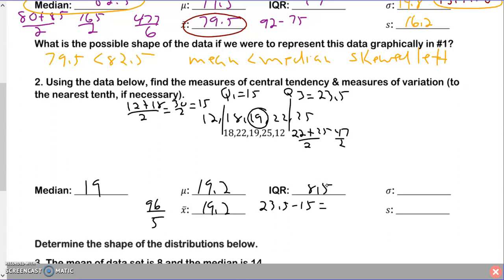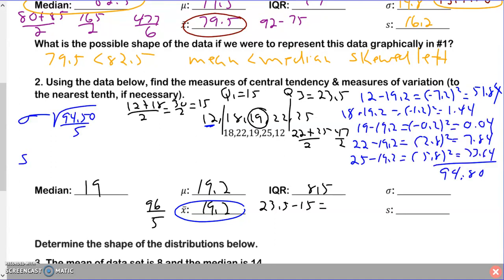Now, we're going to do the same thing. I am going to take each one of these numbers and use the mean, and we're going to get our standard deviation. So again, 12 minus 19.2 gets me negative 7.2. We're going to square it, and we're going to get 51.84. There we go. I'm going to pause the video, finish writing these down, and then we'll touch base in just a moment.